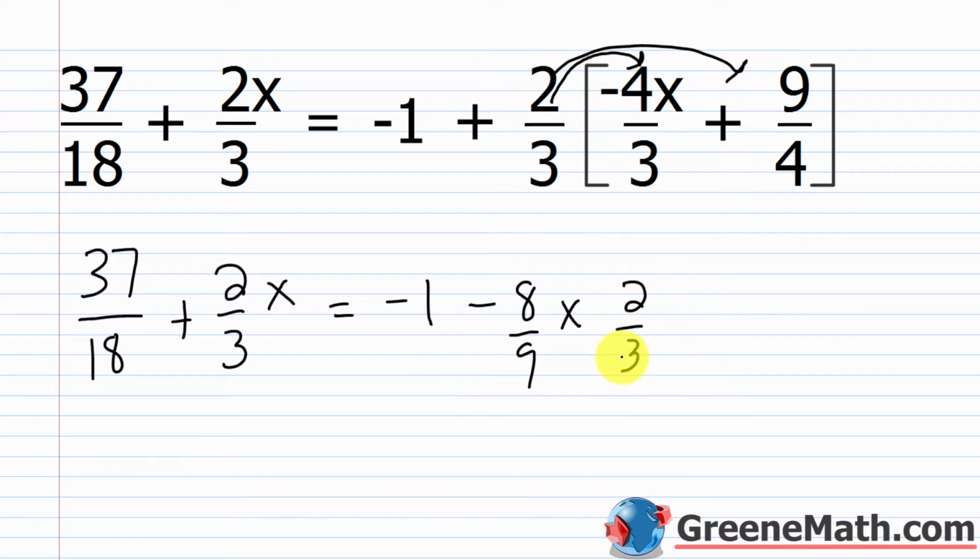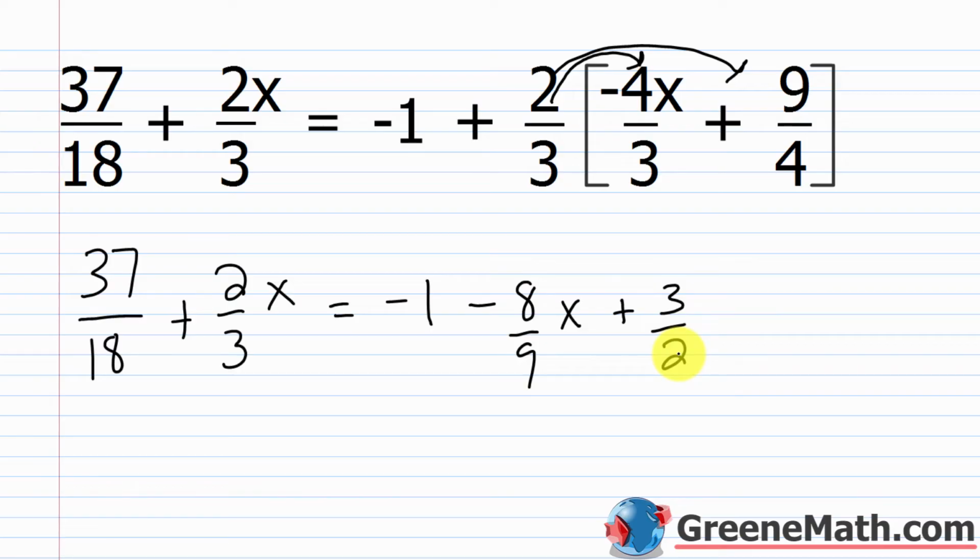And then again, 2/3 times 9/4. What I can go ahead and do is cancel this with this. That'll give me a 3. Cancel this with this, and that'll give me a 2. So this is canceled completely. It's just a 1. And so I'll have 3 halves there. So this will be plus 3 halves.